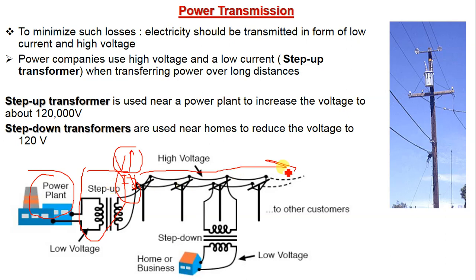Then again, before reaching the home or the office, do we keep it like this? No. Why? Because now I don't want this very high voltage, I want a lower voltage. In our home, what do we use? We use 120 volt, 230. In order to have these voltages, I now need to use a step-down transformer.